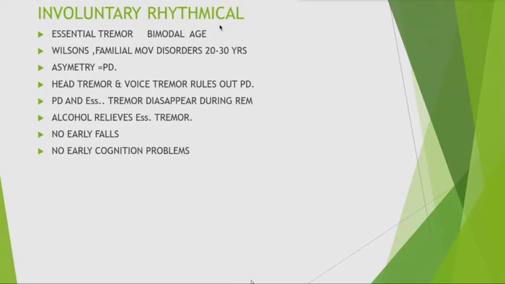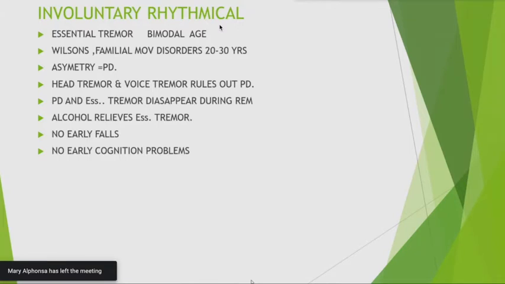So, tell something about essential tremor. That comes as a differential diagnosis here. Bimodal age of onset. It's the most common pathological cause of an action tremor. It affects the upper limbs and has postural and action components, and improves with alcohol and possibly beta blockers.